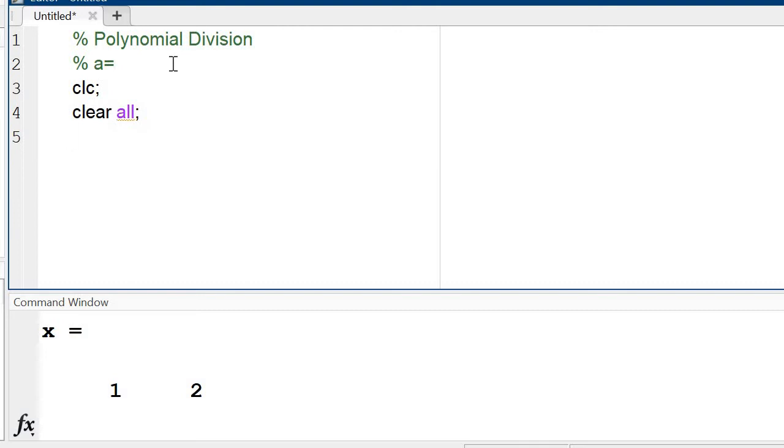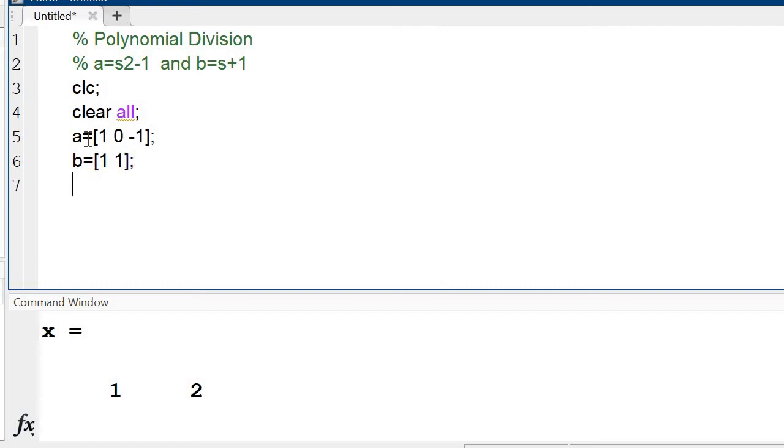Next function is a equal to s square minus 1, and b is equal to s plus 1. It means a equals bracket s square, the coefficient is 1. Then after that, s is not present in this, so the coefficient of s is 0. Then minus 1 and close this bracket with a semicolon. B is equal to bracket start 1 space 1 bracket close.